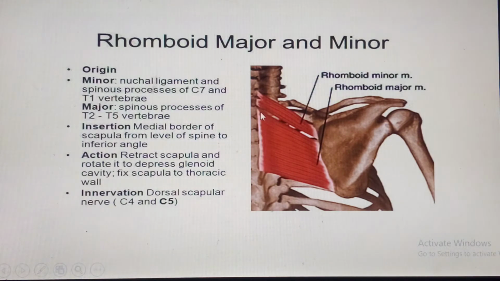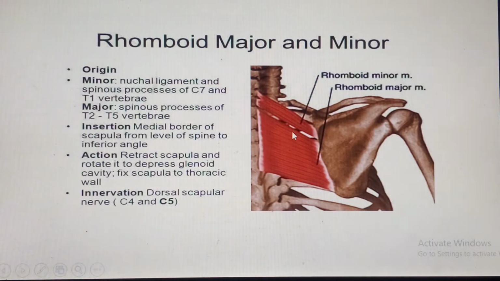Then we have the other one. Beyond T1, we go to T2 all the way to T5 spinous processes. From there we have the origin of the rhomboideus major muscle, which then goes and inserts onto the dorsal aspect of the medial border of the scapula below the root of the spine of the scapula. So these muscles are what we call the rhomboideus muscles.